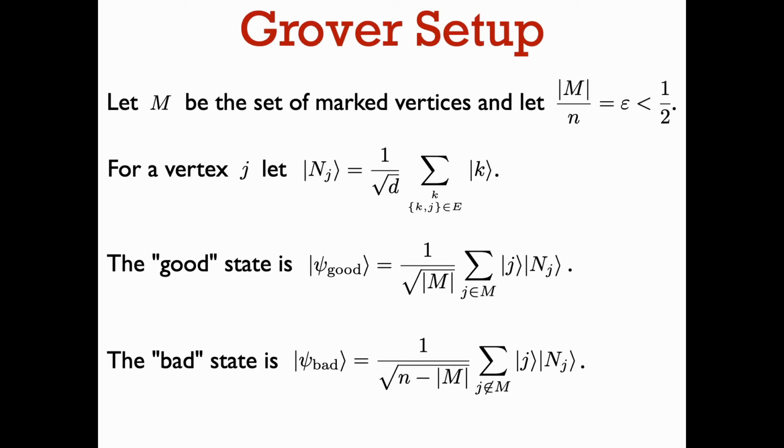Let M be the set of marked states. Recall that we assume that the cardinality of M divided by n is epsilon, and I will further assume that epsilon is less than a half, since if epsilon is larger than that, we can easily find a marked vertex with a randomized algorithm. For vertex j, let ket nj be the uniform superposition over all the neighbors of j. The good state, psi good, is the uniform superposition of the states j tensor nj over all marked vertices j. The bad state is the analogous superposition over all unmarked vertices.